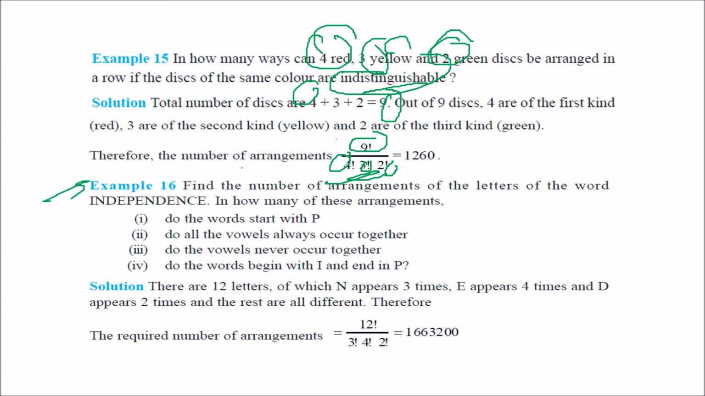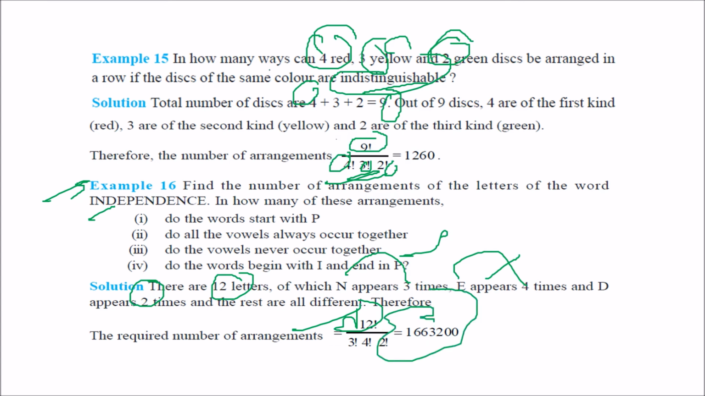If we come to example 19, find the number of arrangements of the letters of the word independence. So in how many ways can these be arranged? Independence means these are 12 letters, N appears 3 times, E appears 4 times, D appears 2 times, and the rest are all different. So this will be actually factorial 12 by factorial 3, factorial 4 and factorial 2. So in all, this is the required arrangement.